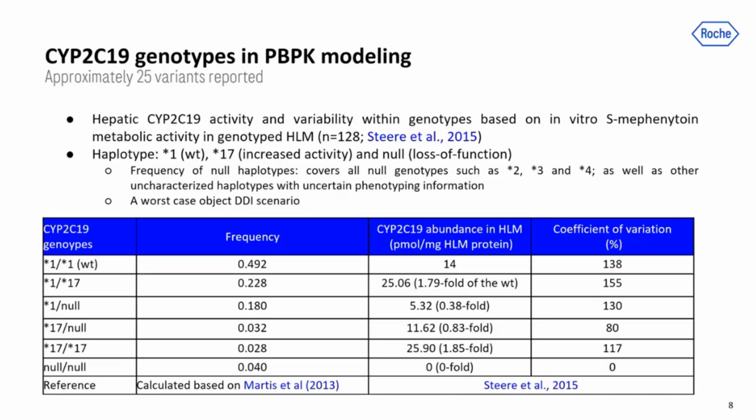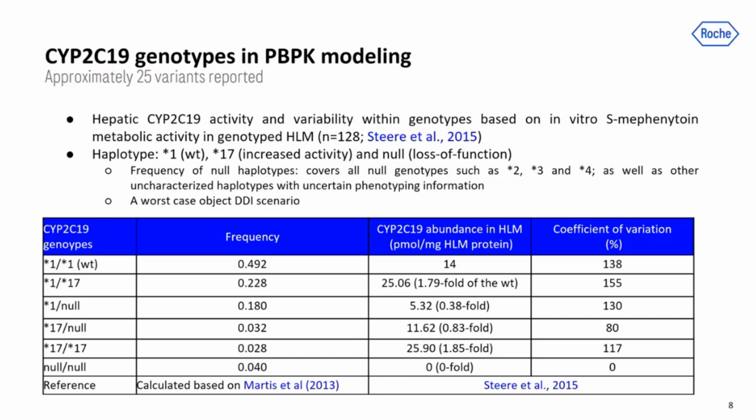And then, starting the simulation and to address the primary question from the team at Roche, we want to integrate CYP2C19 genotype information in the population file. And at that time point, we picked up several papers here to characterize this part. Our focus is on only three haplotypes: STAR1, which is wild type, STAR17, which is increased activity, and null, which is loss of function.